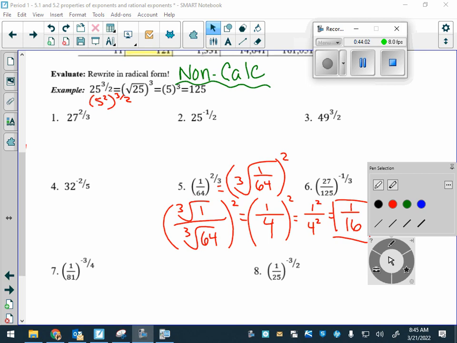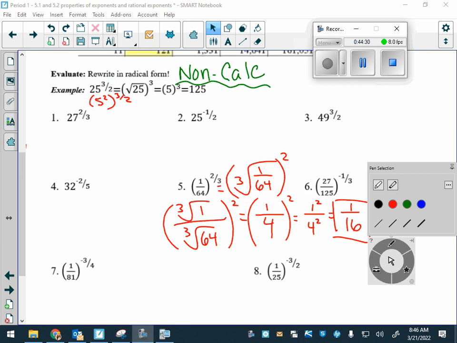Yep, Rory. Because it's 2 to the negative second. Not a fraction like this. Okay? So it's 2 to the negative second, therefore just the 2 moves. Okay? Any other questions?